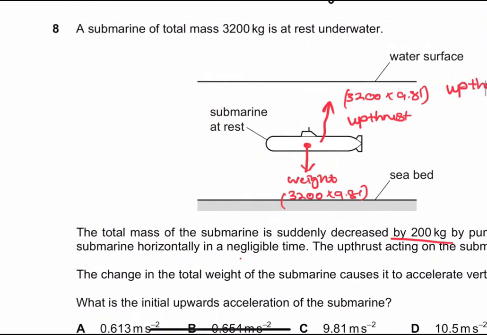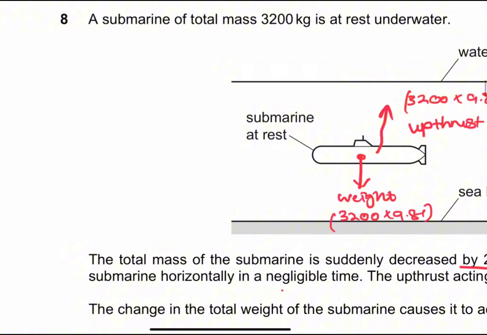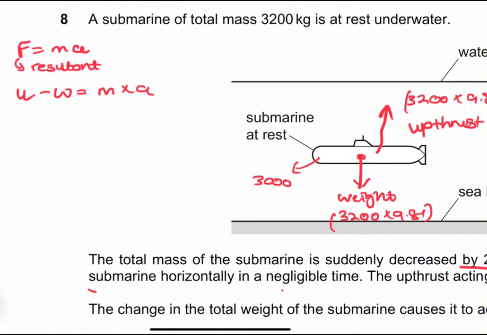So how do you find acceleration? Well, from Newton's second law, we know that force is equal to mass times acceleration. But this is actually the resultant force, okay? So the resultant force generally is, what are the two forces acting on your object? What is their resultant? So it's the upthrust subtract the weight, which is equivalent to the mass times a. But the mass is actually the new mass, which is 3,000, right? Because it has deposited water of 200 kilograms, it's going to be left with only a mass of 3,000.